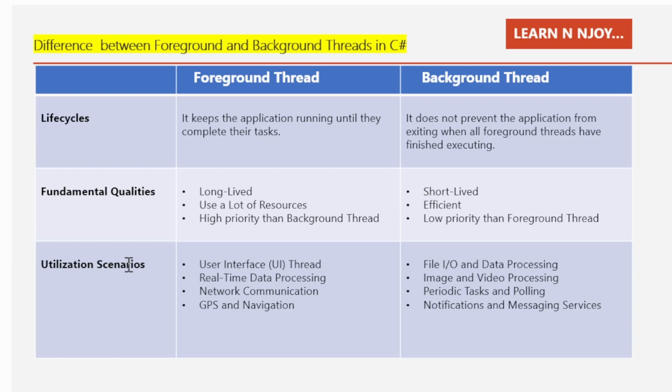Okay, now we talk about the utilization scenarios. Let's explore when to use each type of thread. Foreground threads are ideal for scenarios like user interface, real-time data processing, network communication, GPS, and navigation. In a graphical application, the main thread is responsible for rendering the user interface and handling user interaction. Any updates to the UI elements such as button clicks, mouse movement, or keyboard inputs should be processed in the main thread to ensure a responsive and smooth user experience.